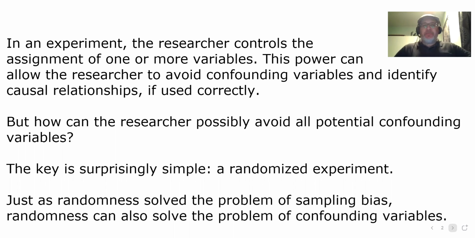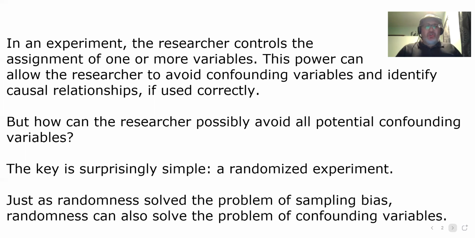In an experiment, the researcher controls the assignment of one or more variables. Remember, that was the definition of an experiment. You're controlling a variable, as opposed to an observational study where you're controlling nothing and confounding variables can wreak havoc on the results. This power can allow the researcher to avoid confounding variables and identify causal relationships if used correctly.